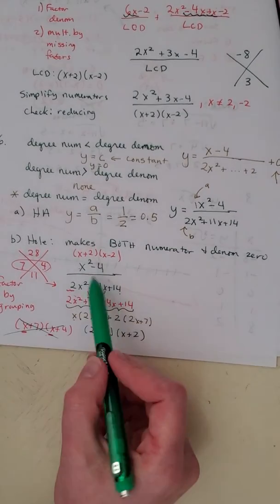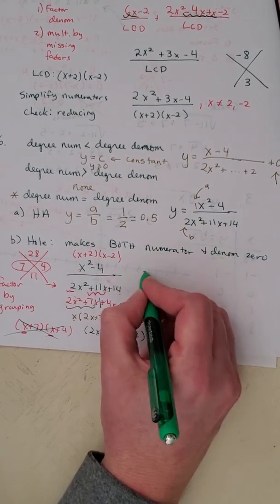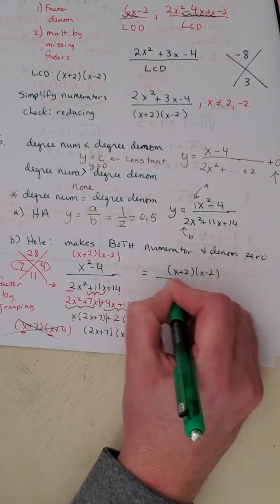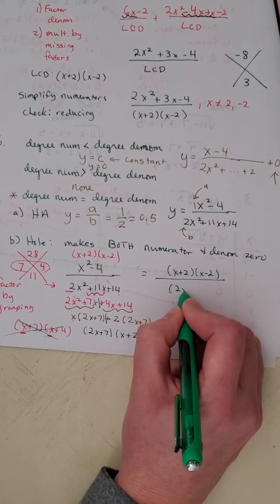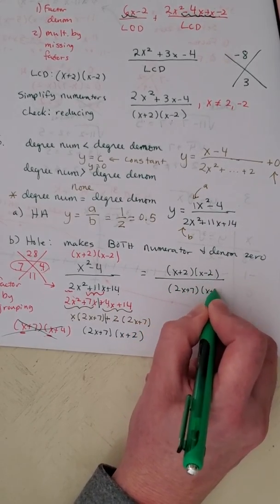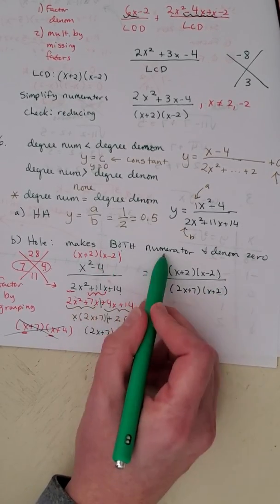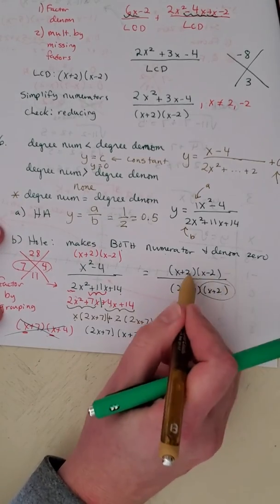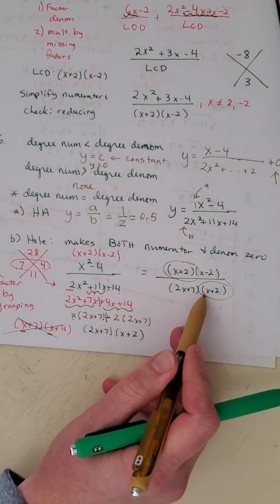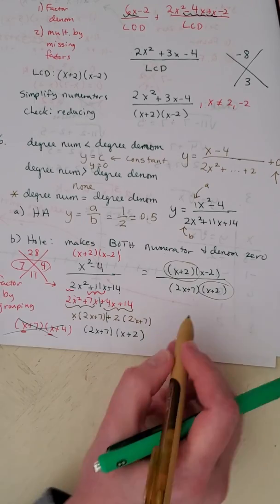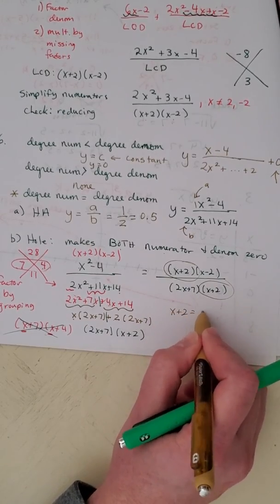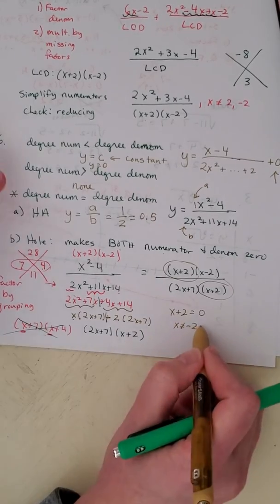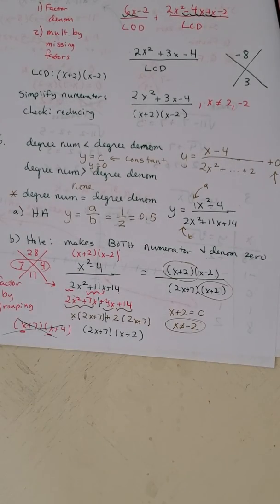Again, we're looking for a hole. I'm going to rewrite this. It's x plus 2, x minus 2, over 2x plus 7, x plus 2. A hole will make both the numerator and denominator 0. So what I see is that there's a common factor, which is x plus 2, right? So x plus 2 equals 0 means x cannot equal negative 2, right? Negative 2 is our hole in the graph.